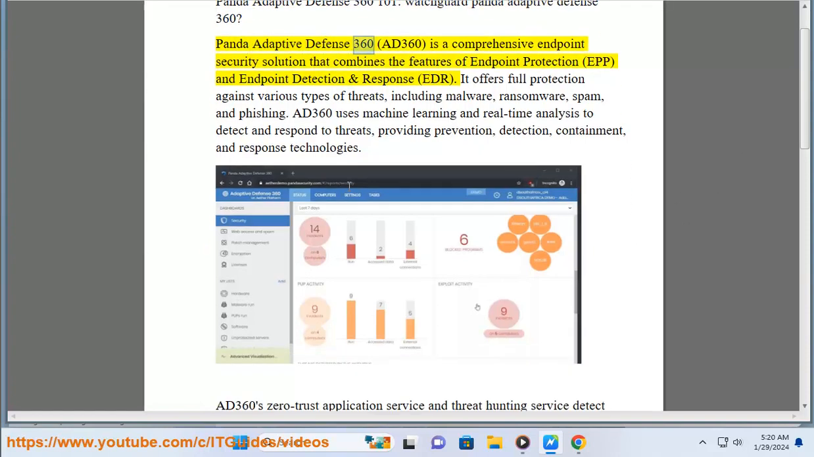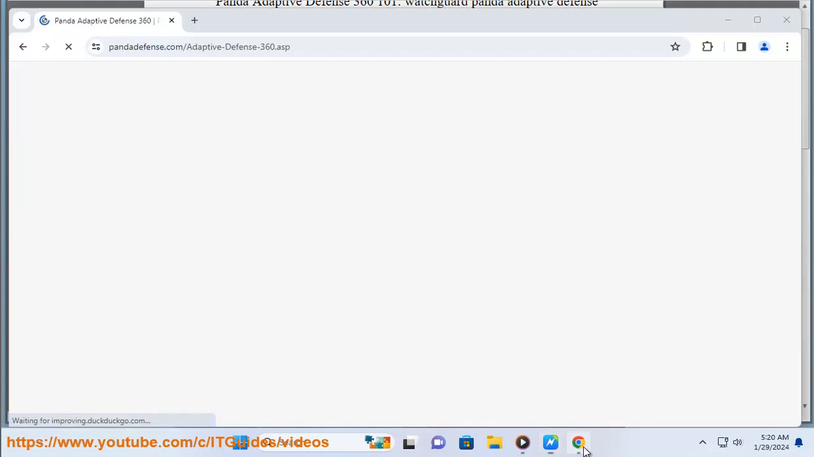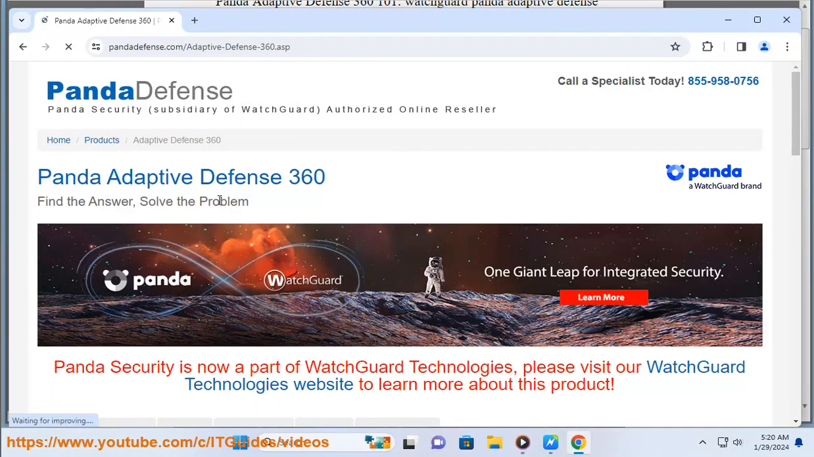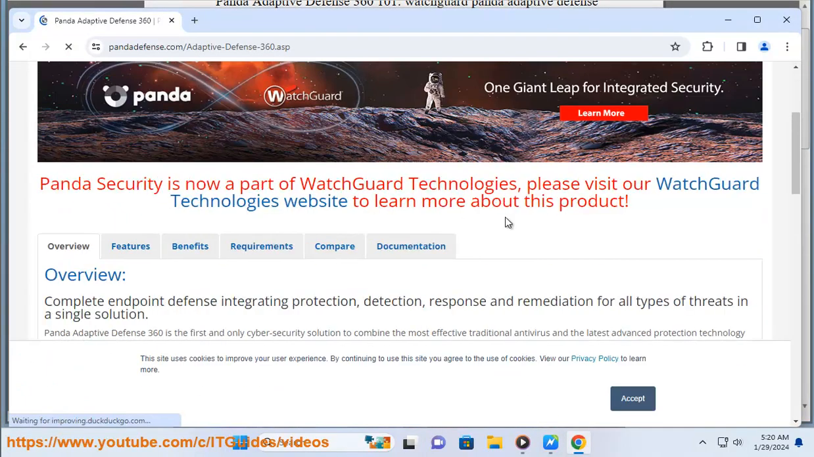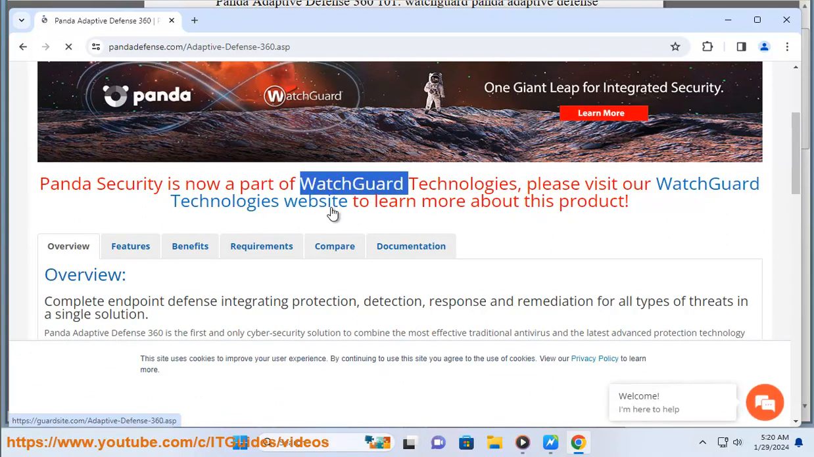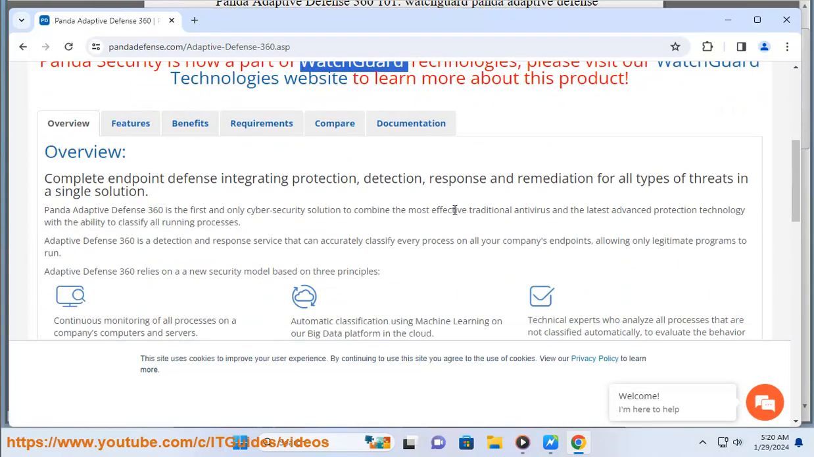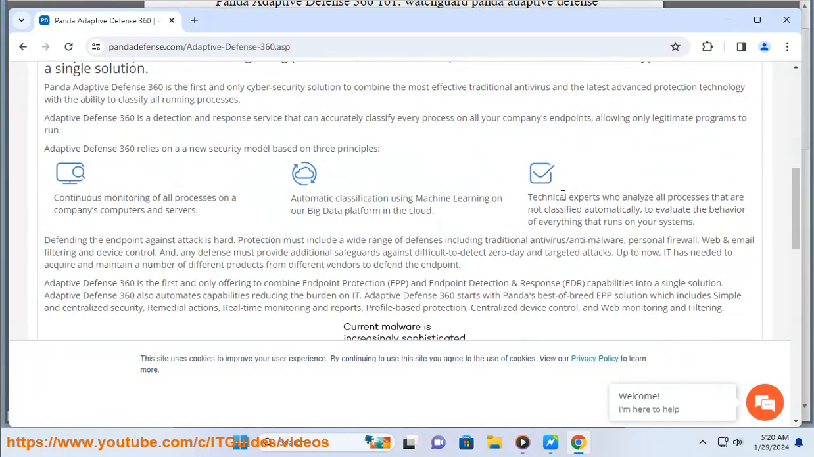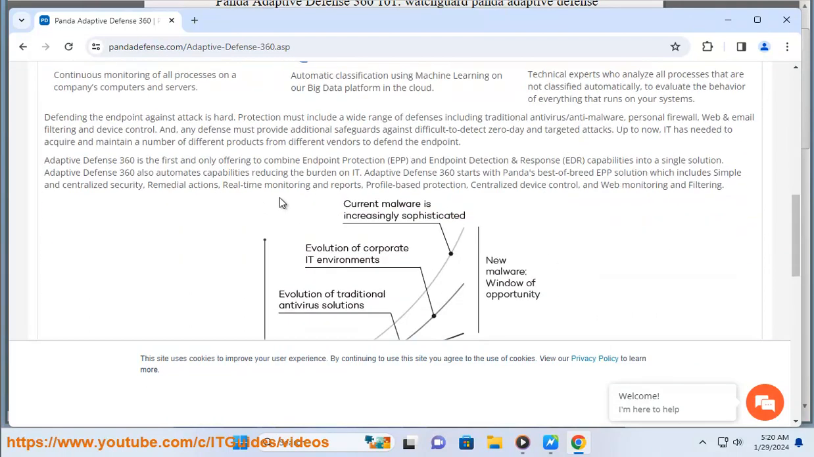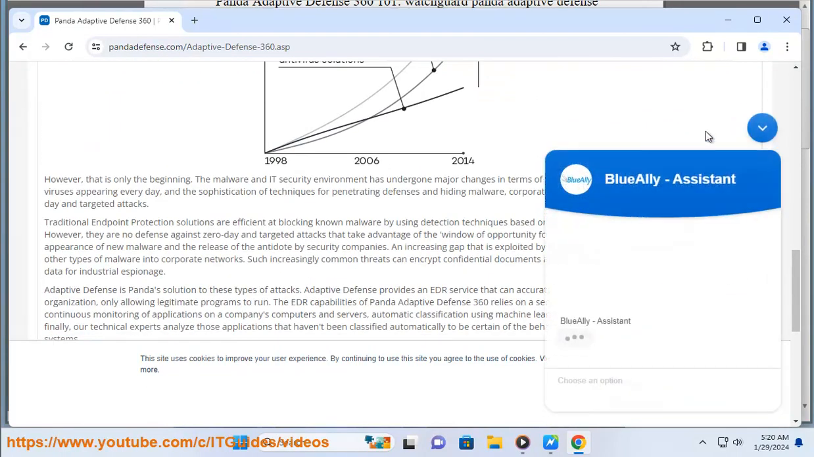Panda Adaptive Defense 360, AD360, is a comprehensive endpoint security solution that combines the features of endpoint protection, EP, and endpoint detection and response, EDR. It offers full protection against various types of threats, including malware, ransomware, spam, and phishing. AD360 uses machine learning and real-time analysis to detect and respond to threats, providing prevention, detection, containment, and response technologies.